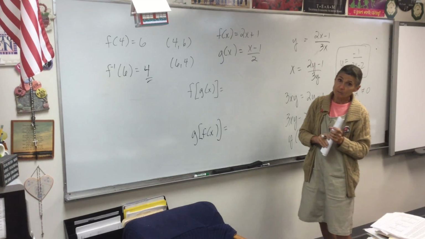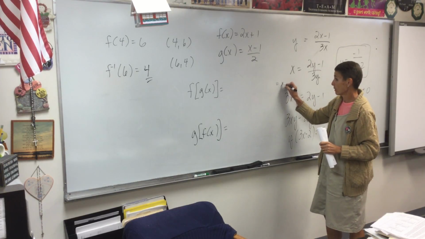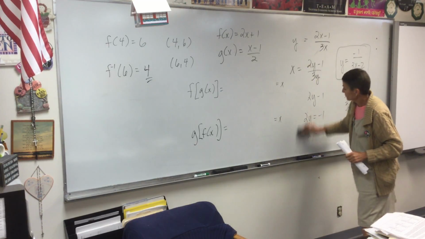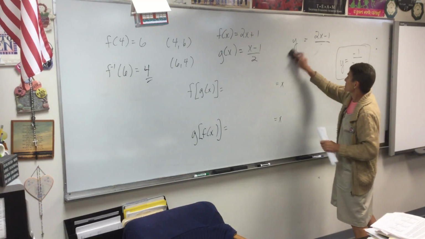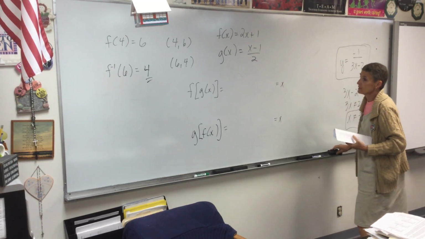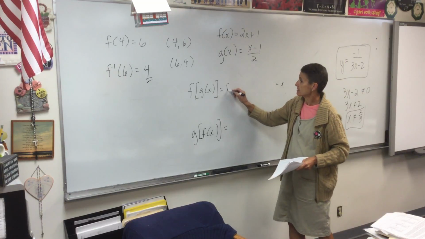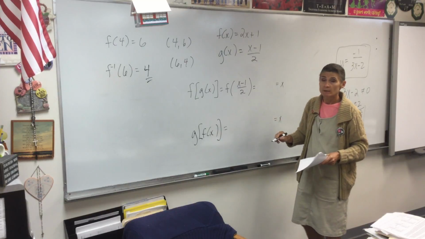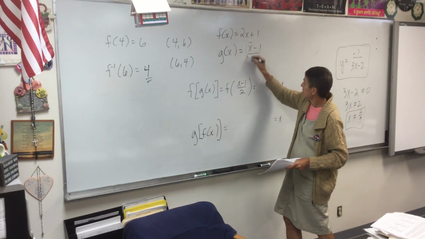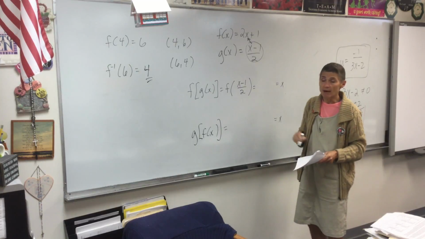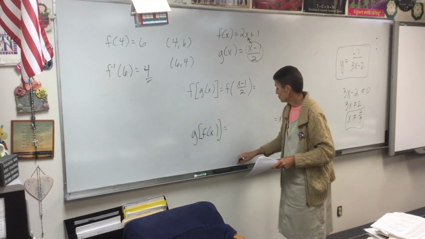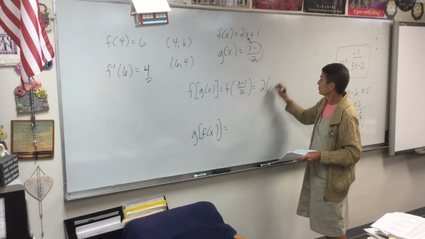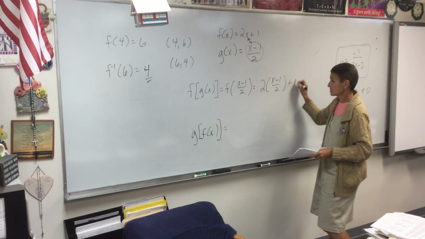Now, what's going to happen when we do that? Well, ideally, they're both going to turn out to equal x. If they don't, then we have a problem. So let's see if this one works out. So f of g of x means plug in (x minus 1) over 2, plug g into f. So I would end up with 2 times (x minus 1) over 2, plus 1.